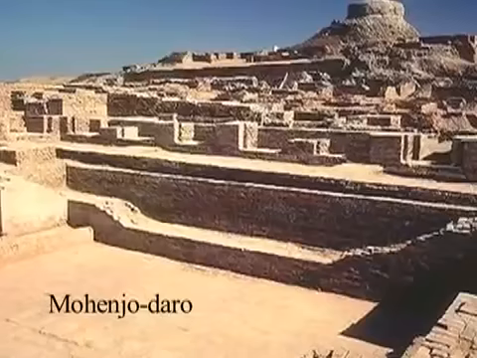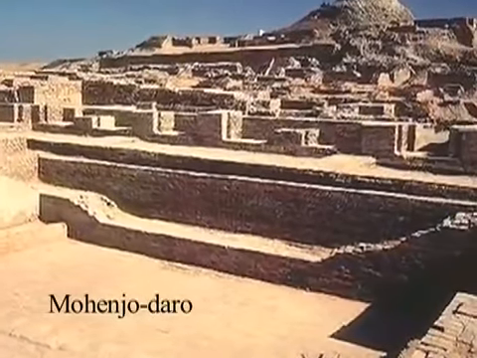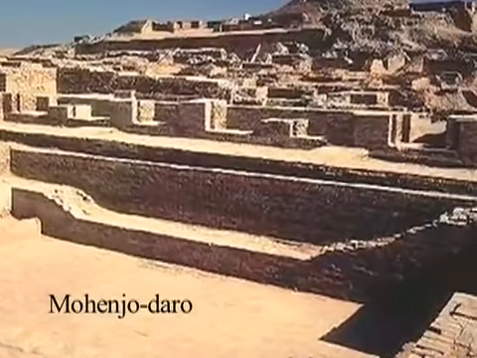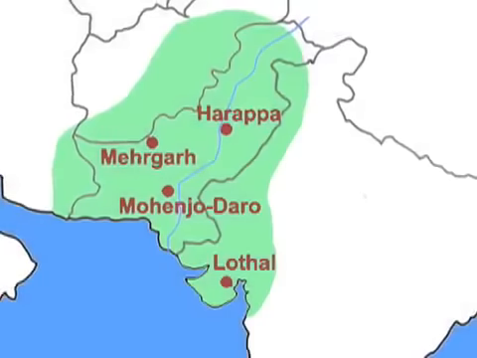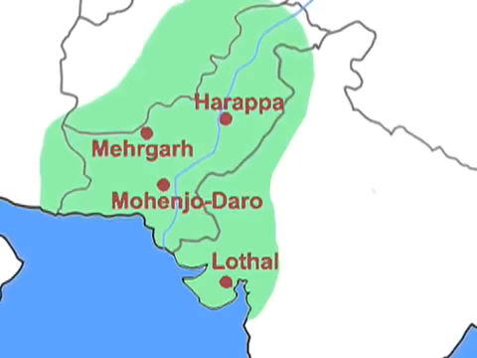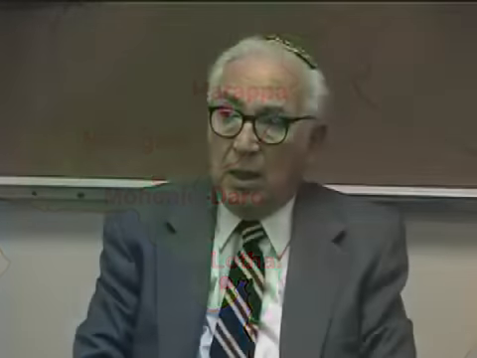By the way, there was an advanced civilization in a place called Mohenjo-Daro in India, which is now in the area of Pakistan, India, around the shores of the Indus River.